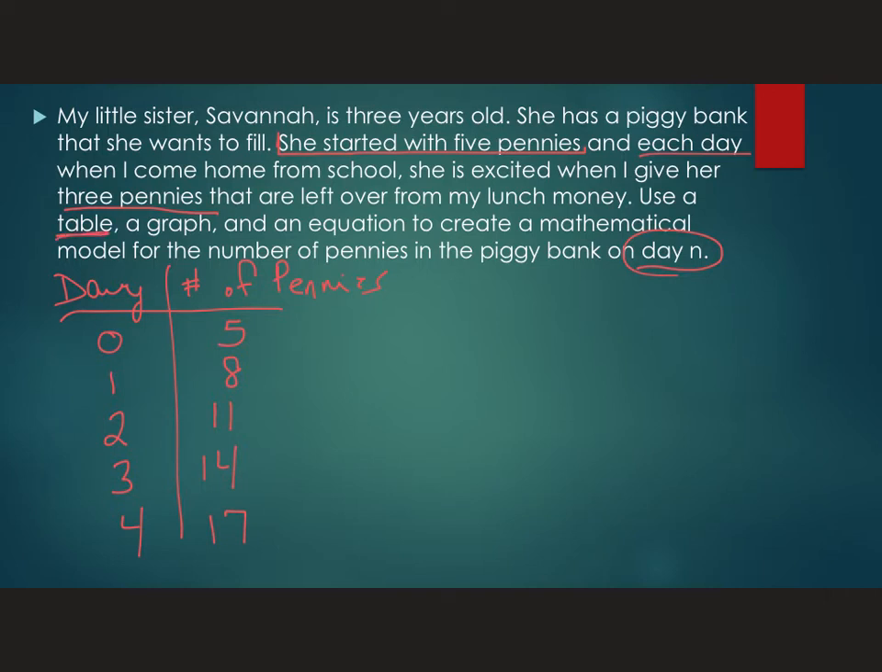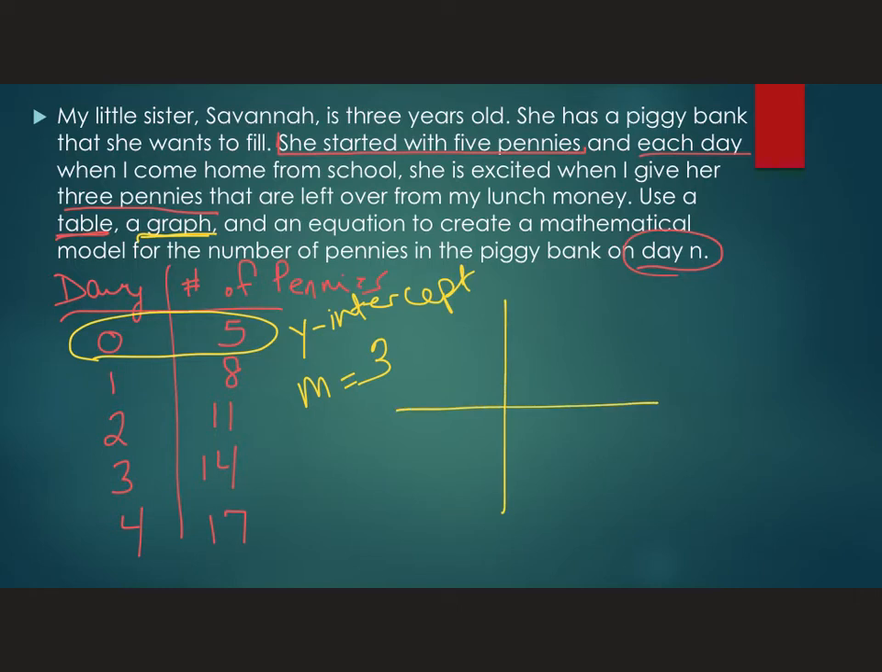Let's talk about it as a graph. So for our graph, we know that this is our y-intercept. And I can see that my rate of change is 3 per day, right? So if we look at that as a graph, my y-intercept is up here at 5. So that's the point (0, 5). And then I'm going to have a line that has a slope of 3.